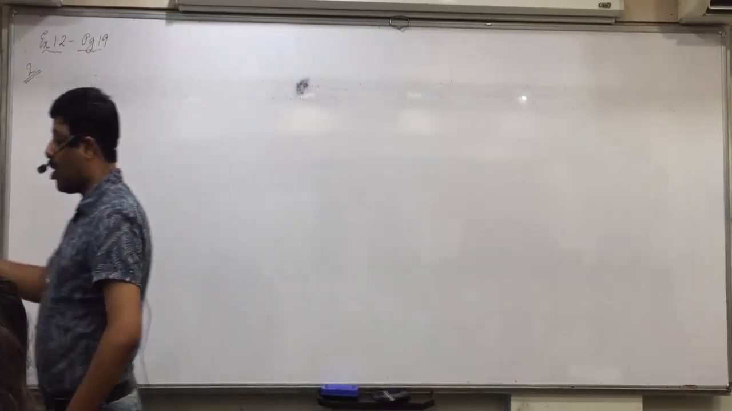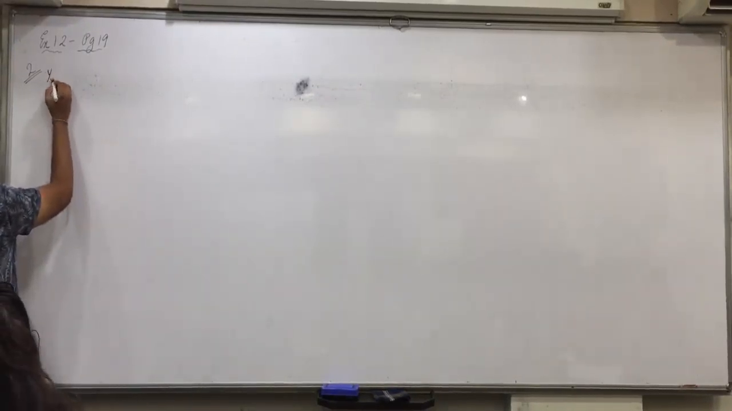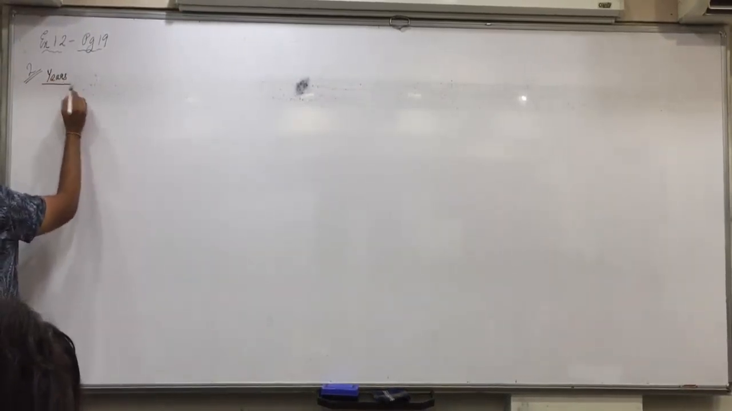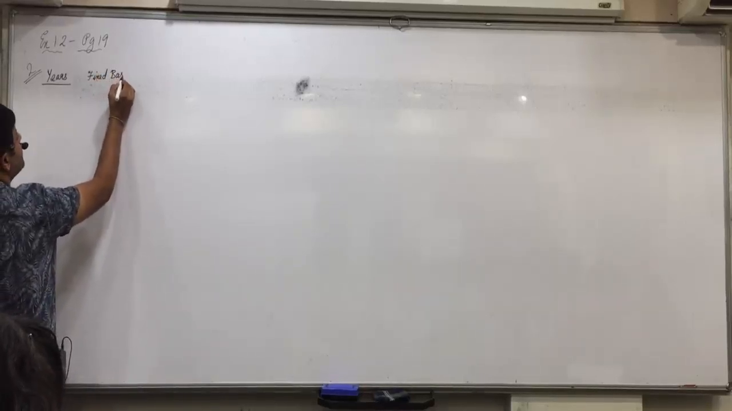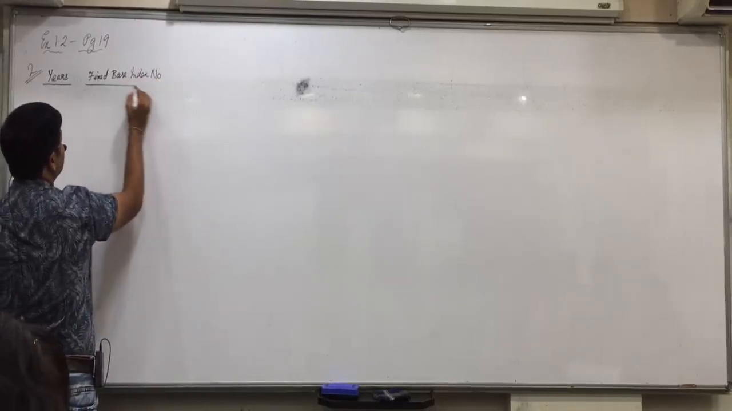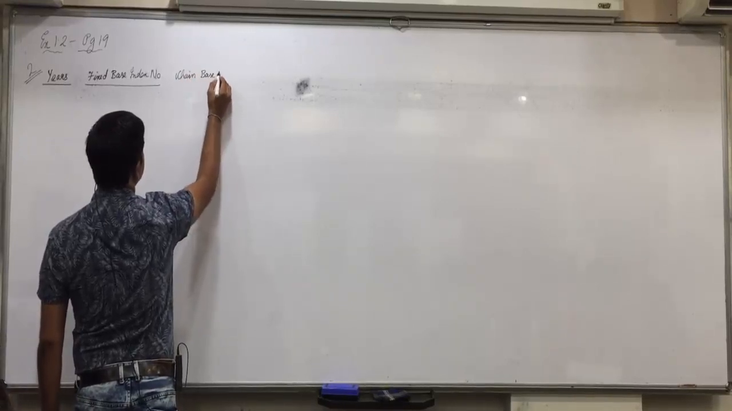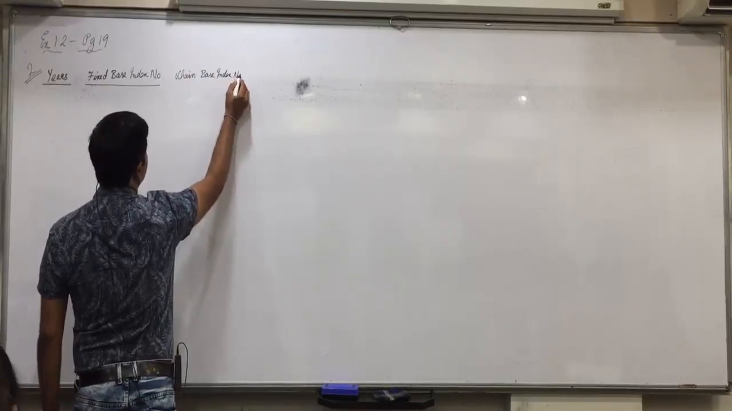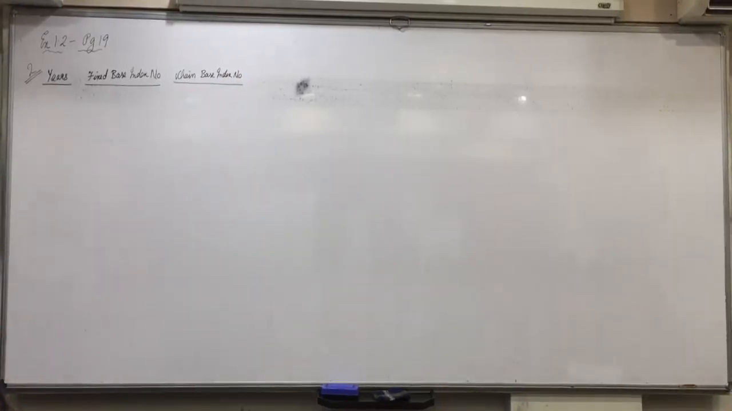So you will make 3 columns. One column will be years. Now which index numbers are given to you? So the second column will be fixed base index number. And we have to obtain chain base index number. 3 columns. Write the values leaving one line each. Years and fixed base index numbers you will write leaving one line each.